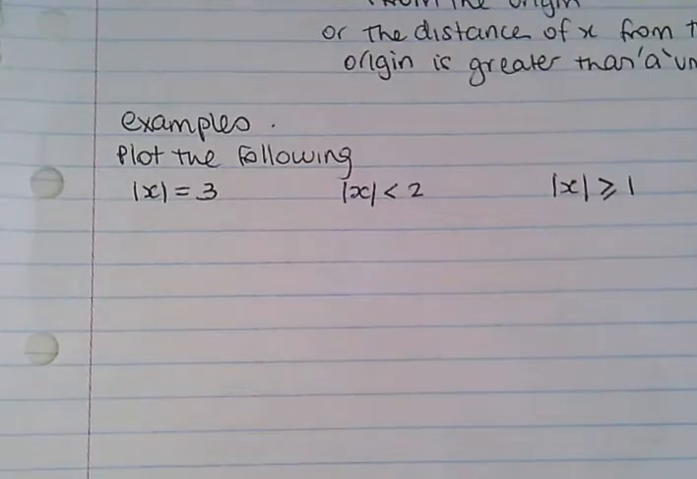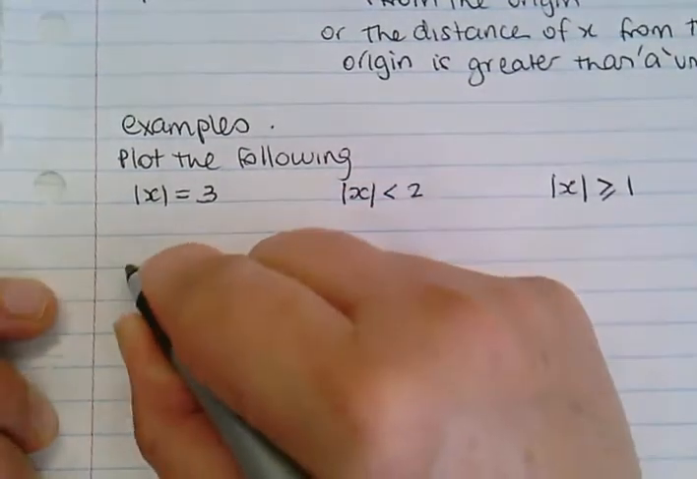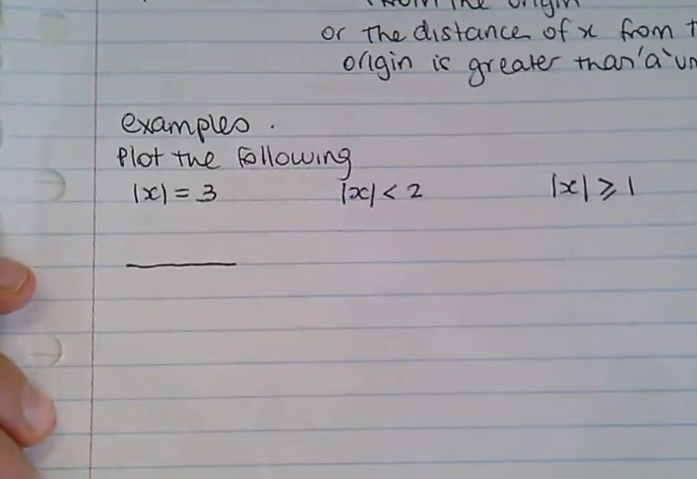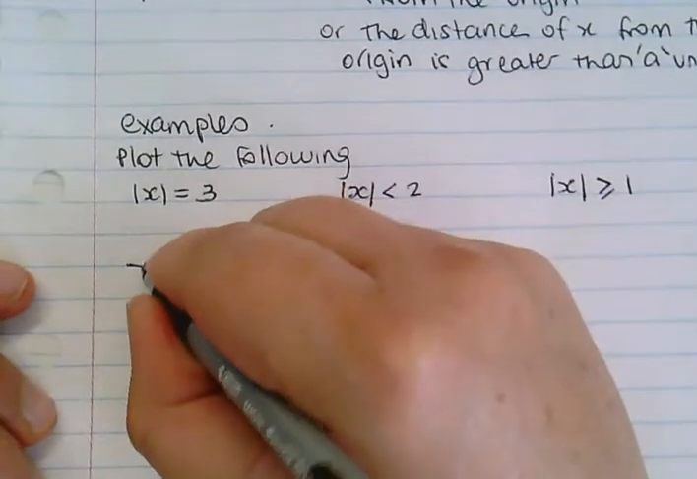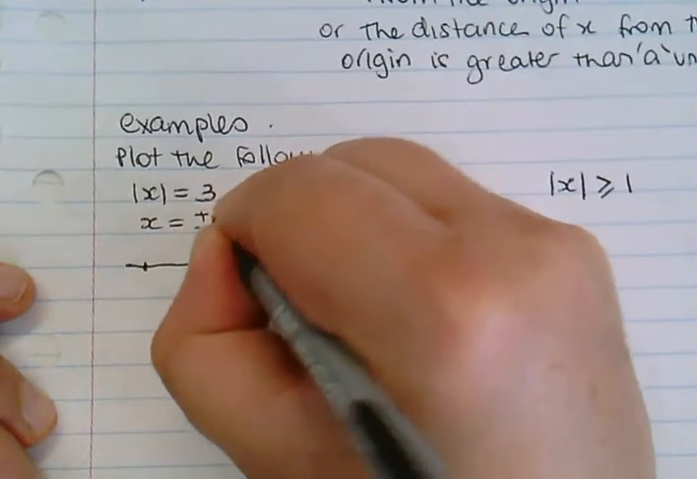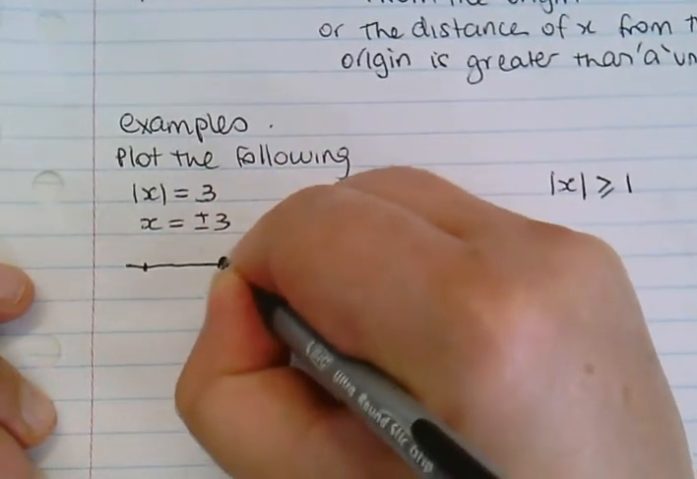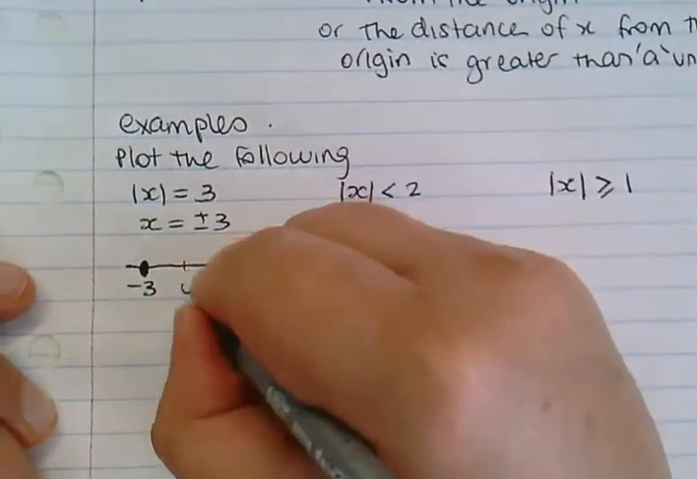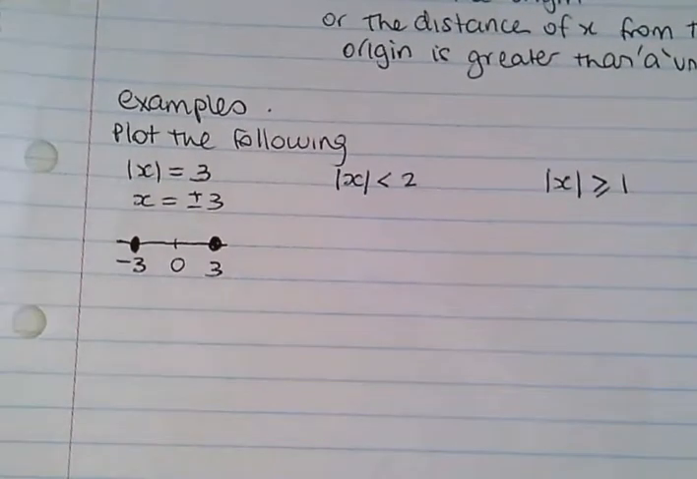Let's just plot these. So the absolute value of x equals 3. X lies 3 units from the origin. So remember, x equals plus or minus 3. So to plot that, you'd have -3 and 3. I'll put a 0 in the middle, okay?